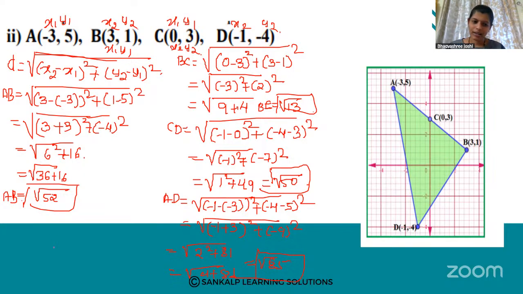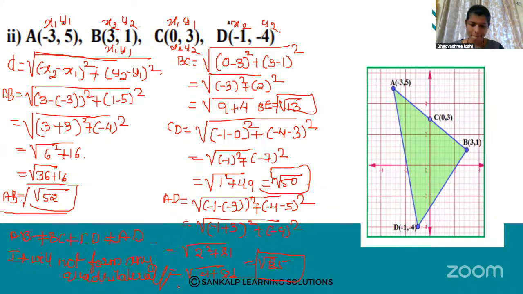So what conclusion should we give? See here, AB is root 52, BC is root 13, CD is root 50 and AD is root 85. That means AB is not equal to BC, is not equal to CD and is not equal to AD. That means no side is equal, right? So it will not form any quadrilateral. This is our conclusion.